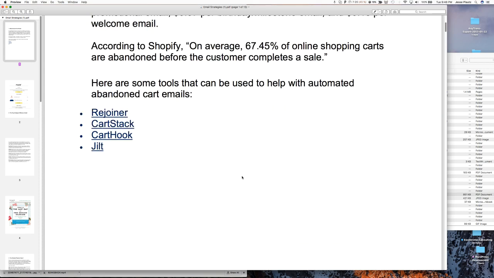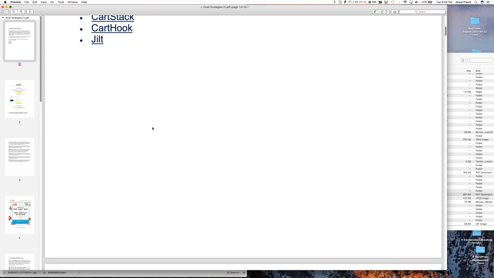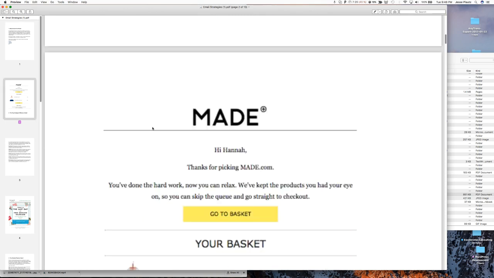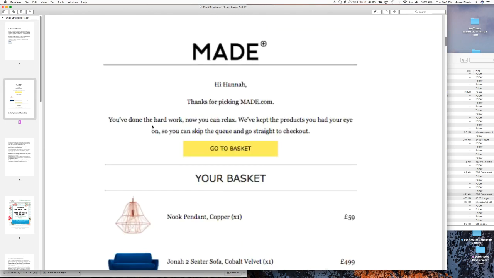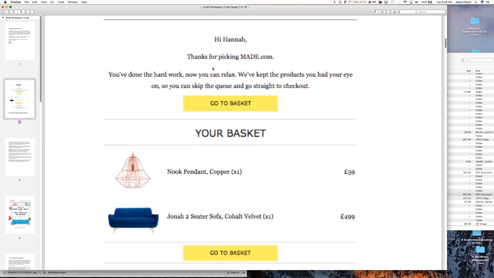Okay. Here's some tools. I said I won't get into them, but there's plenty of tools out there. The technology is not the problem. If you're using that as an excuse, you're not being honest with yourself. So here's an example of an abandoned cart email from a brand called Made. You've done the hard work. Now you can relax. You've cut the products you had your eye on, so you can skip the queue and go straight to checkout.